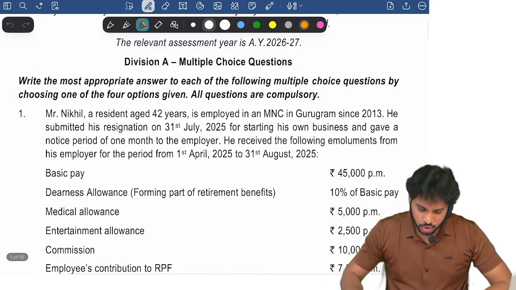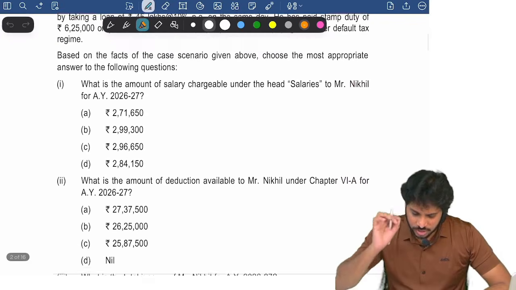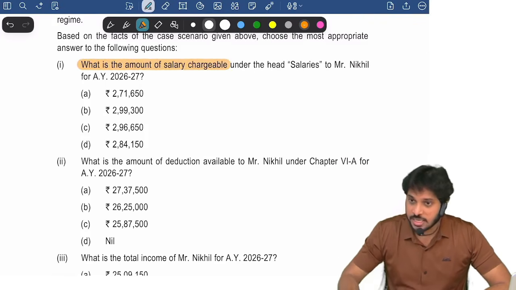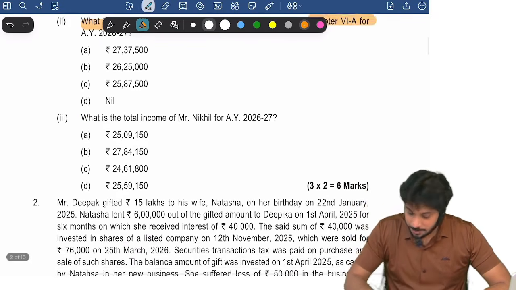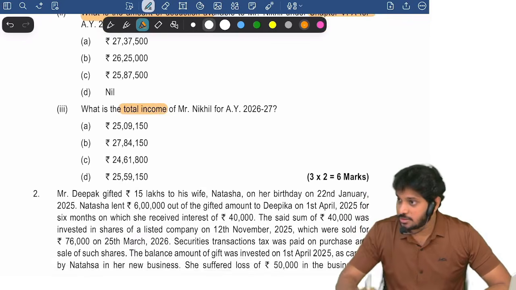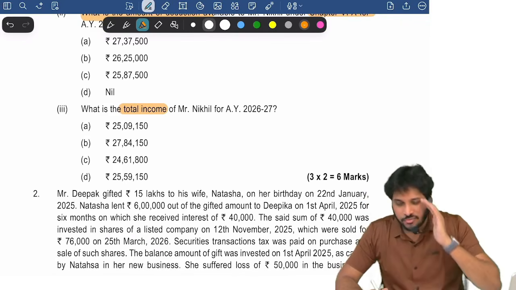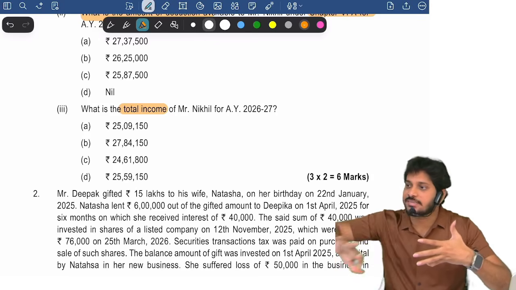Fine. First one, MCQ. First case study scenario. Now if you see, when you're solving MCQs, the first thing you should look at is what question they're asking. They're asking income from salary. They're asking deduction available under chapter 6A. They're asking total income. Three questions they're asking based on the given case study. If you know the questions they're asking, when you're solving, you will avoid unnecessary items.